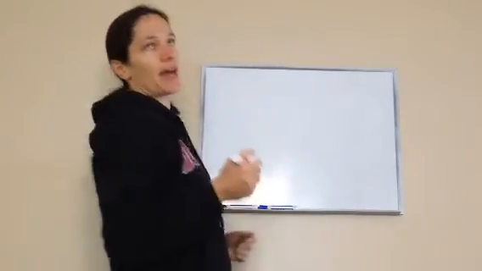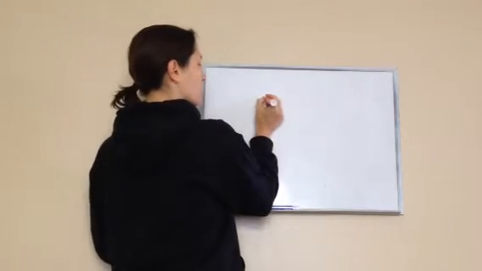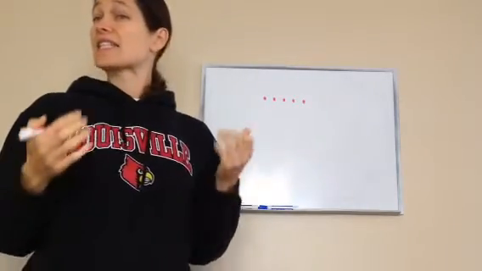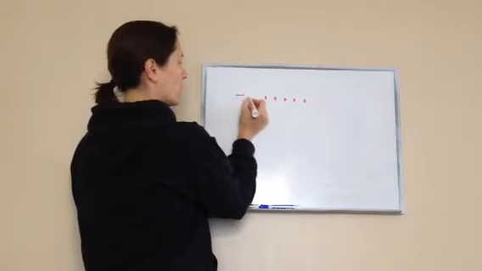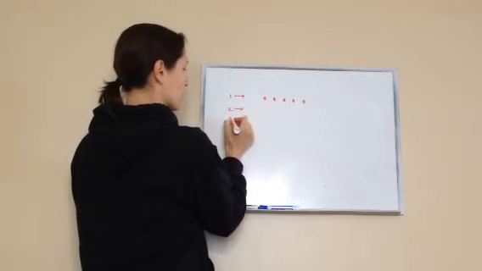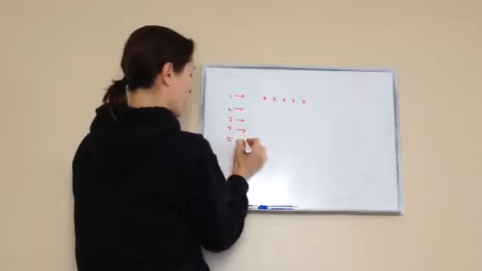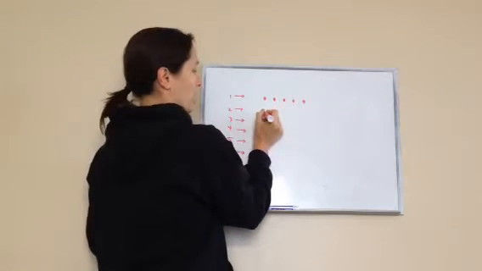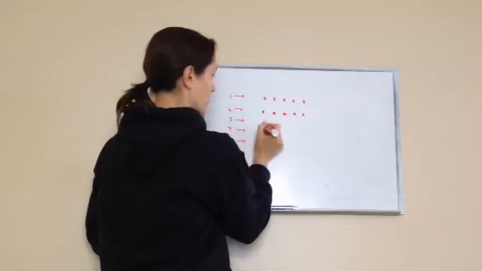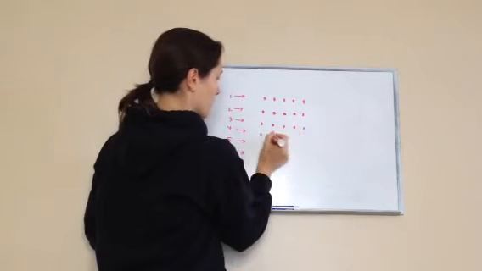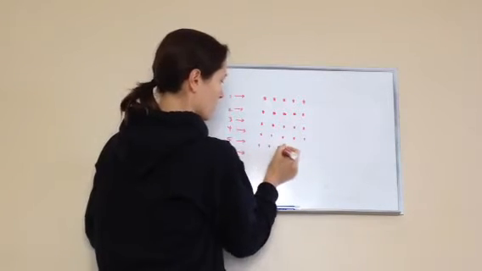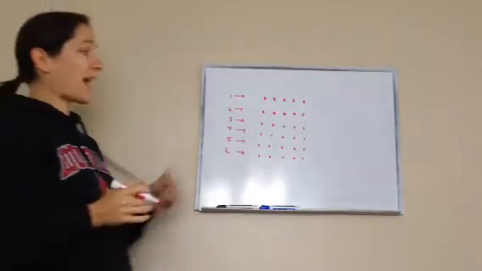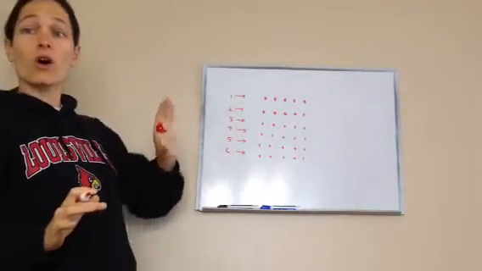Okay, let's say I have 5 dots. 1, 2, 3, 4, 5. Okay, let's say I had 6 rows. So this is row 1, row 2, row 3, row 4, row 5, and row 6. And in each of those rows, I'm going to have 5 dots, or let's just pretend they're chairs. And last one. Okay. So, I asked you how many chairs are all together.